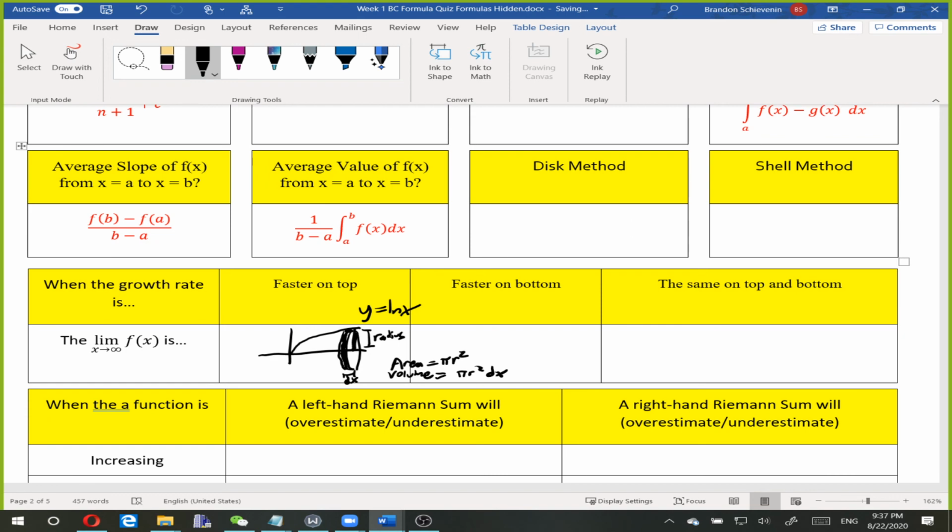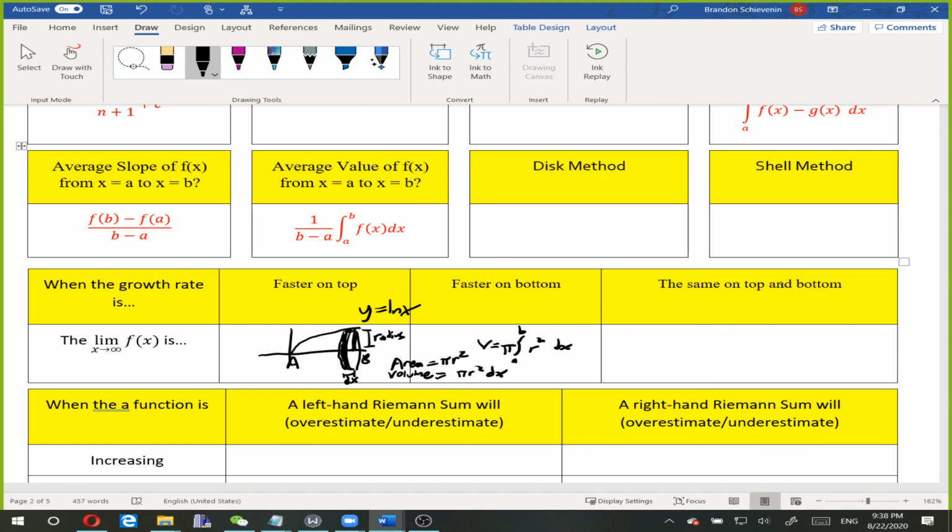And then if I wanted to keep changing what the radius is from a to b, so from a start point to an end point, then instead of just multiplying by r, I'm multiplying by changing r. So that would mean as x changes from a to b, I'm going to multiply pi times r squared in terms of x. And that would give me a volume, since pi r squared dx is our volume.